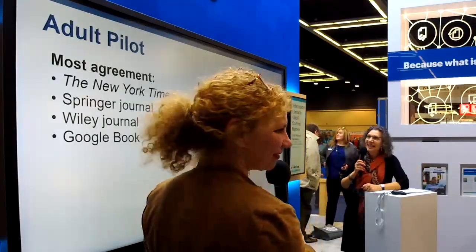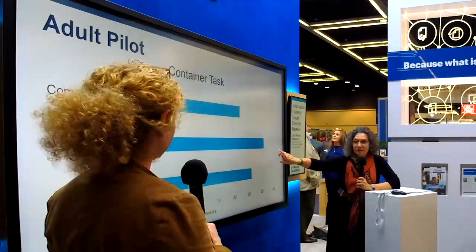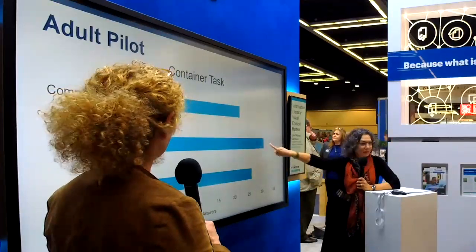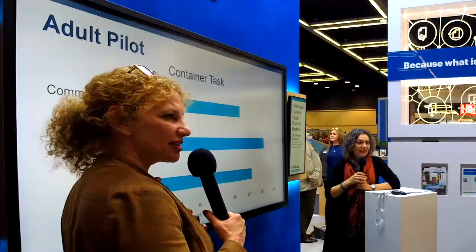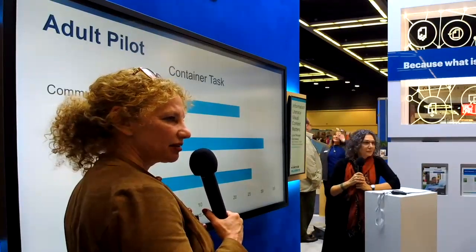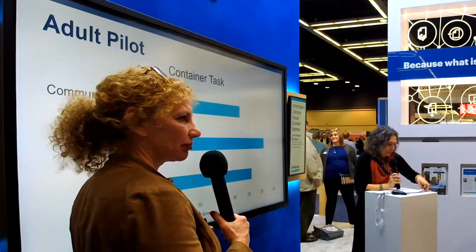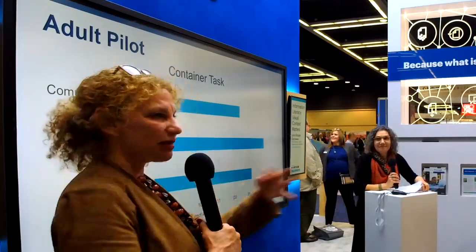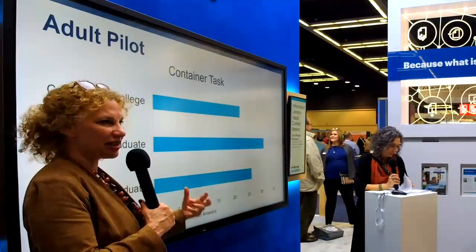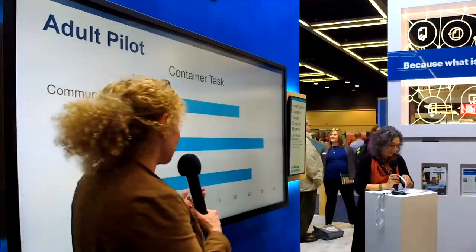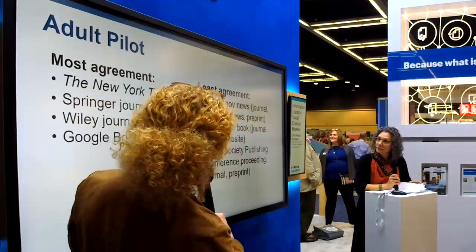Could you go back? Certainly. So we had 40, and the undergraduates were right here with the container task. Are you seeing that in your settings? Really testing it, so it's more anecdotal. We'll have a conversation about this in a little bit, but think about what we were seeing in our pilot and what the data is starting to point to, if you're seeing similar situations.